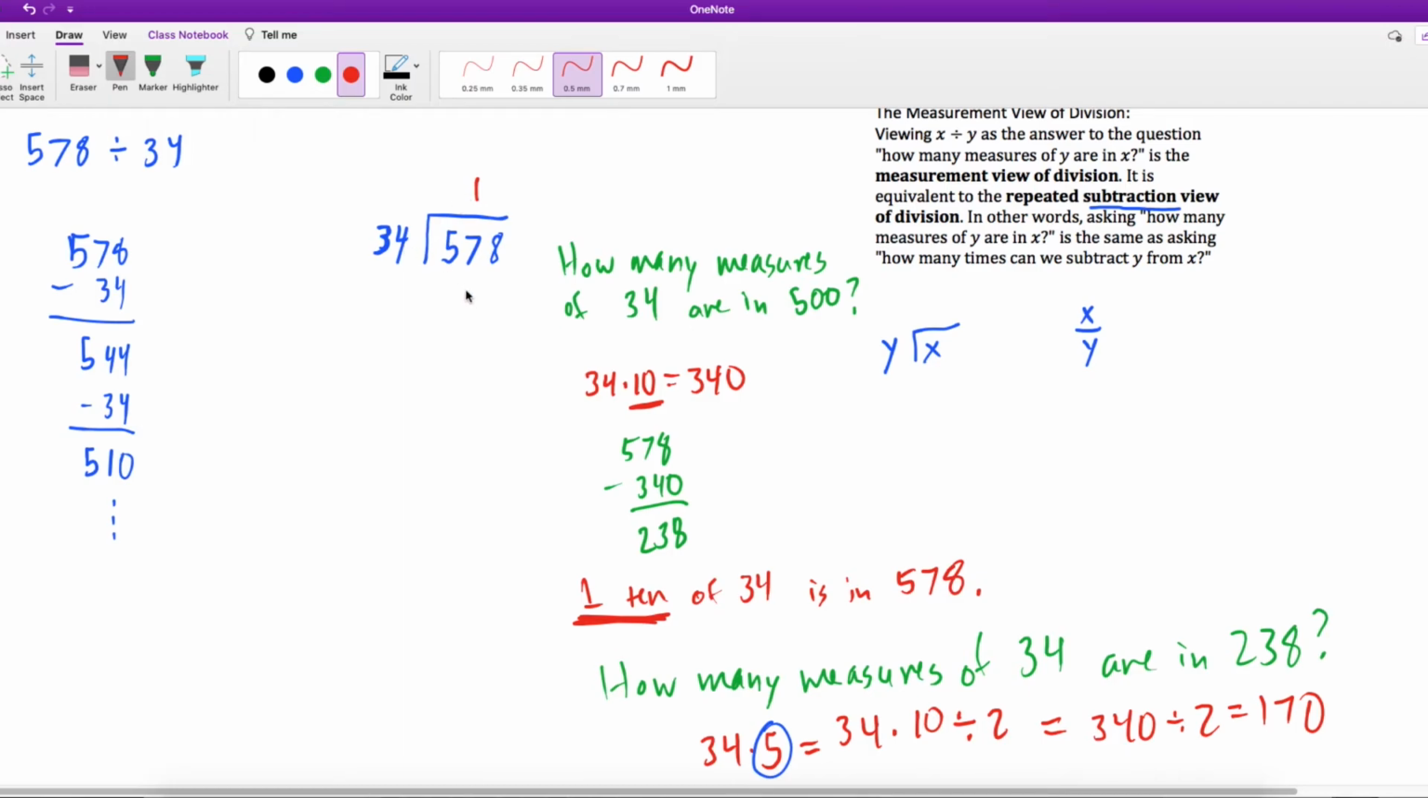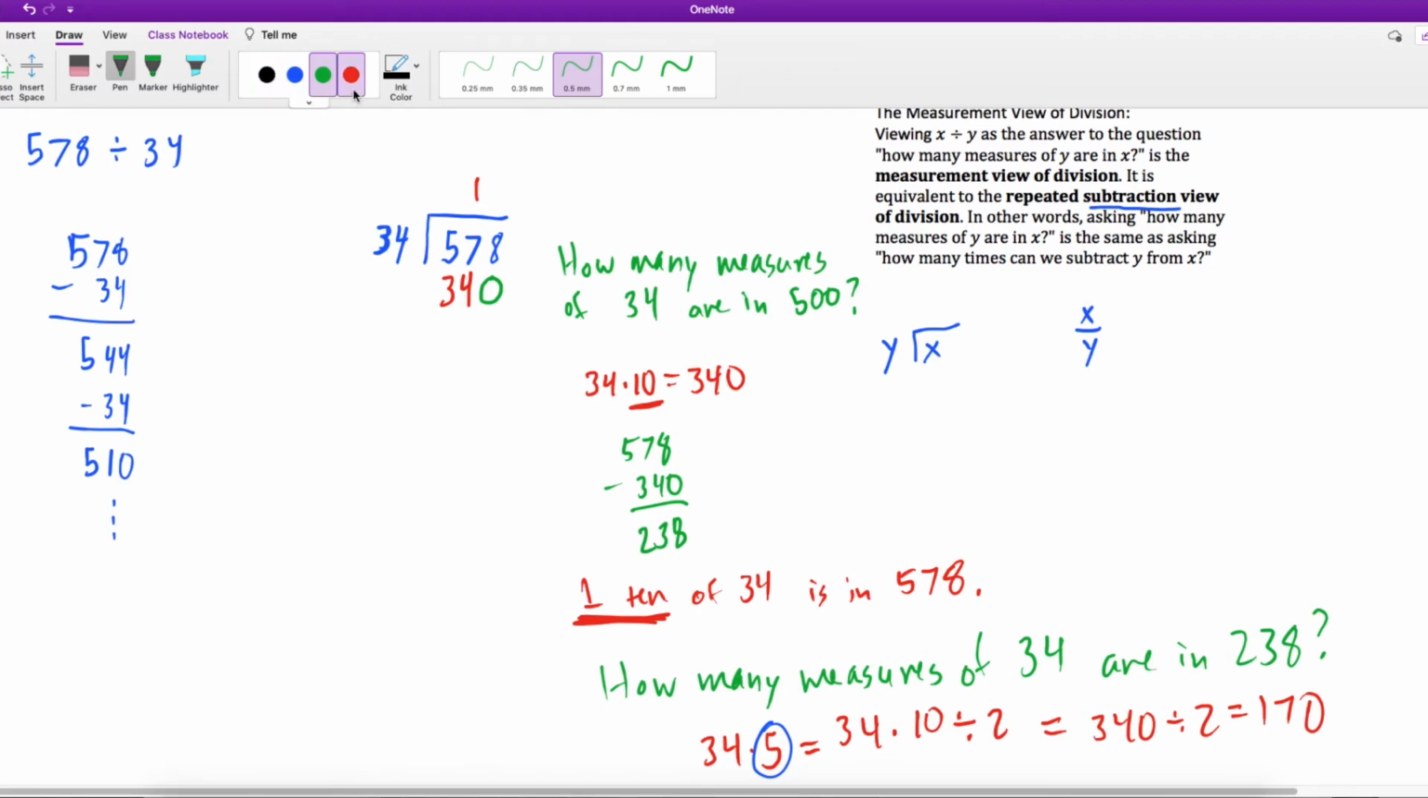And 10 of 34 is 1 times 34 with a 0 at the end, right? So we get 34, and there's a 0 here, okay? People often don't write this. I am going to write it, but I'll write it in a different color to emphasize that people typically do not write this, okay?